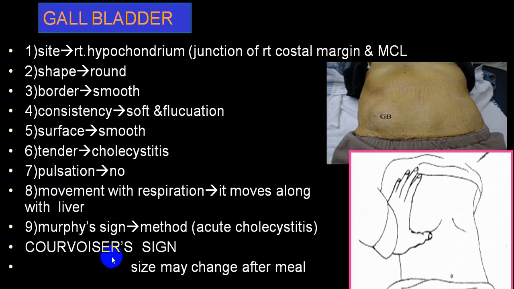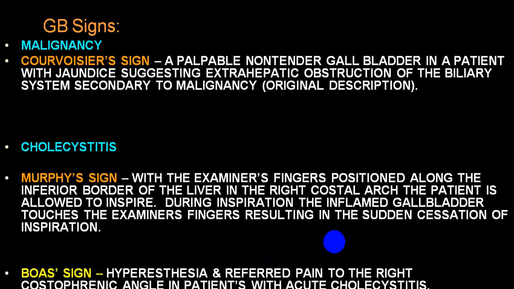Just for a gallbladder: site, size, border, consistency, surface, tenderness, pulsation, movement with respiration, and Murphy's sign positive. Courvoisier's law will say that size will change after the meal, and also the gallbladder will not be palpable in a chronic cholecystitis. So Courvoisier's law says that a palpable non-tender gallbladder in a patient with jaundice suggests extrahepatic obstruction of the biliary tree. That is Courvoisier's sign.